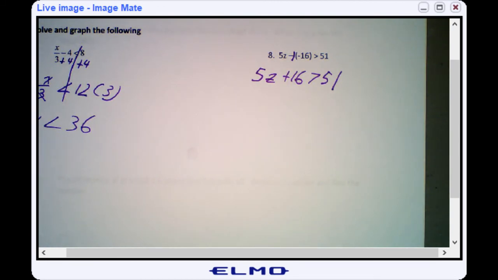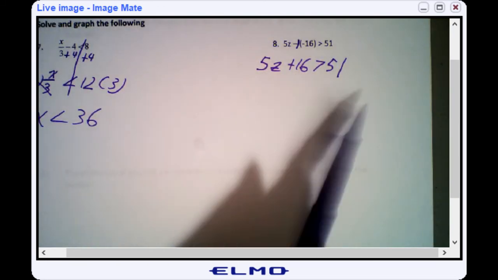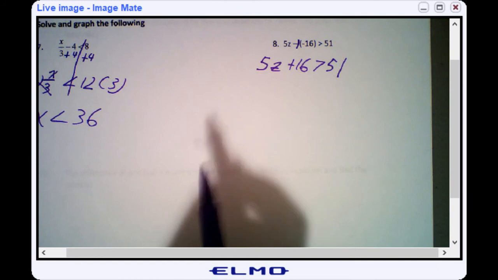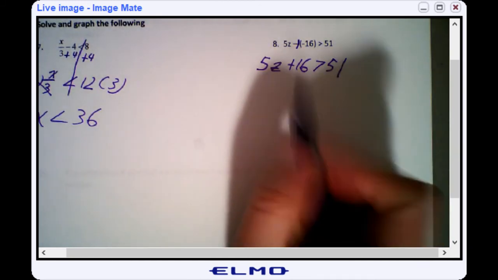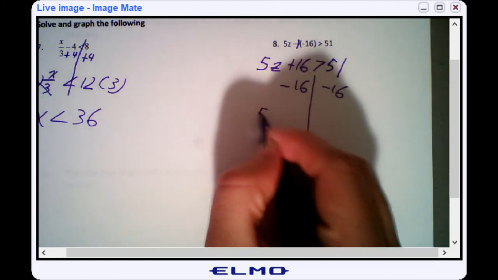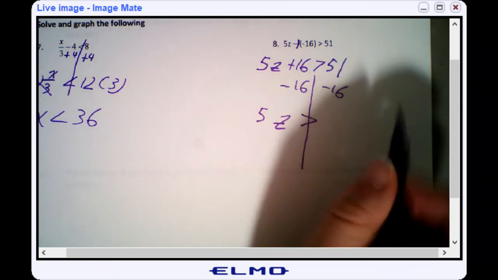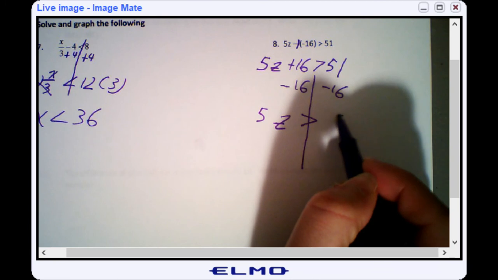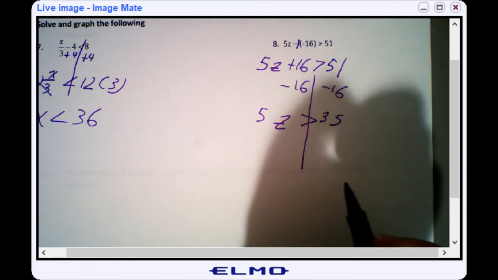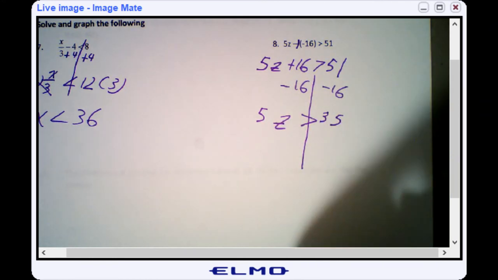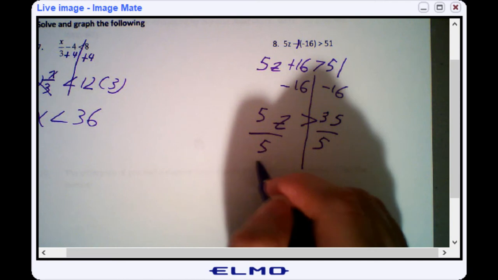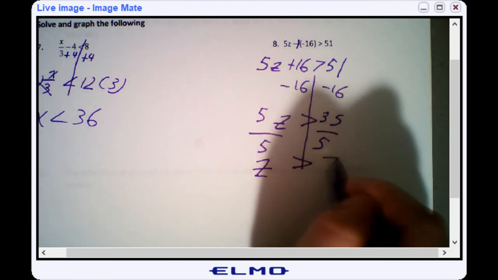The next thing we're going to do is we're going to move this 16 over because that's kind of like further away from z. Also, if we're thinking about our GEMDAS, add and subtract is below multiply or divide. So we're going to undo from the bottom up. So we subtract the 16 from both sides. We'll have 5z is greater than 35. And then we're going to divide both sides by 5. Because division undoes multiplication. So z is greater than 7.